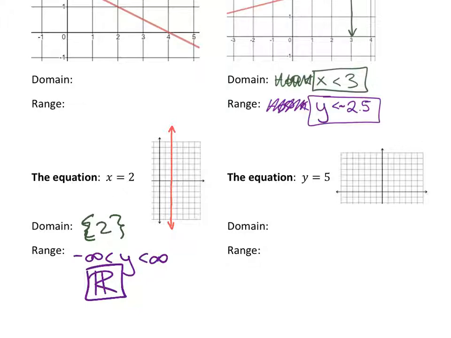Let me show you the equation y equals 5. X equals 2 is a vertical line. So y equals 5. So shout out to Desmos for helping us out. We know that this is 1, 2, 3, 4, 5. Is that 5? Can I count right? 1, 2, 3, 4. Yes. That's 5. Here's our horizontal line at 5.